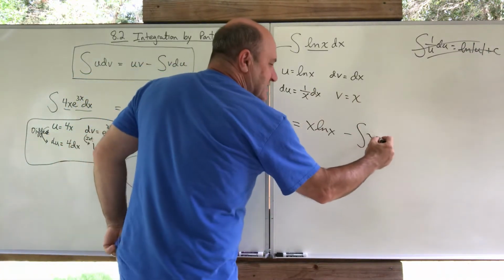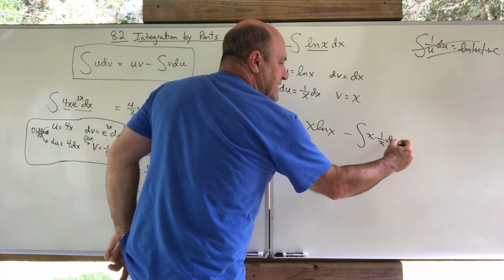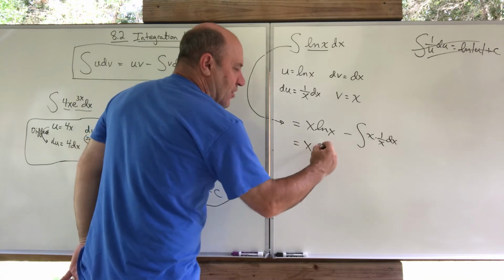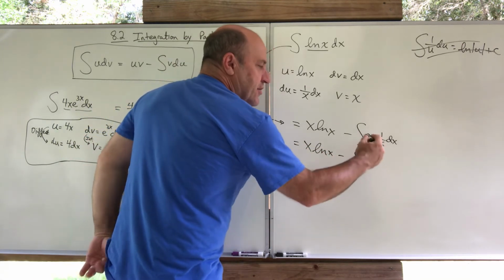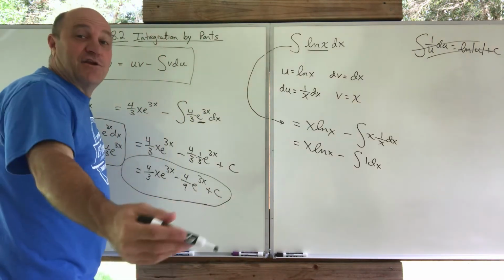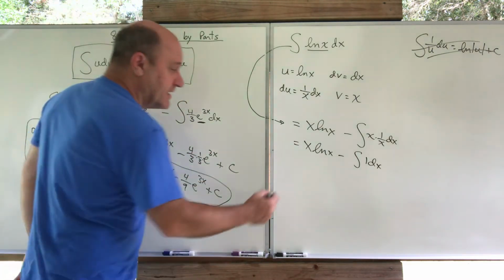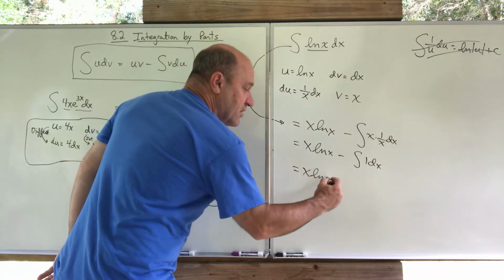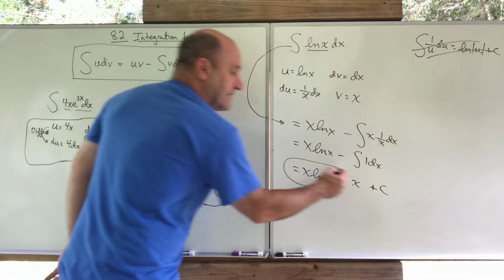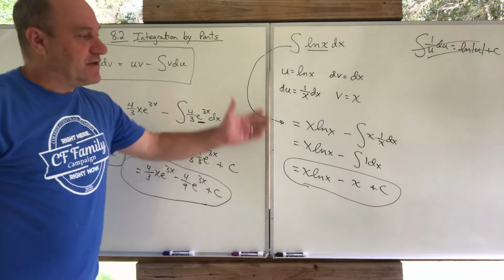Oh, that's nice. That's an x times a 1 over x dx. That x and that 1 over x just cancel. Hold on, there is still an integral there, though. You are integrating a 1 with respect to x. The answer is x. So this is x natural log of x, minus x, plus c, and that's it. That's the answer. That wasn't too difficult.